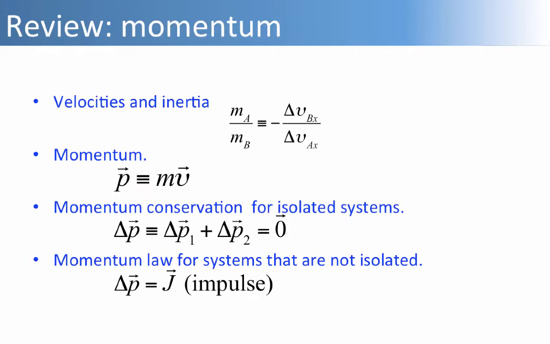So our quick review is our momentum equations that we've been working with. The momentum concepts have to do with relating velocity, changes in velocities and inertias, defining momentum, looking at conservation of momentum for an isolated system, and then also the momentum law for systems that are not isolated. You'll notice key words like isolated system or closed system as we continue through these different kinds of interactions. These are actually important words. Think about when you use them and when you don't.